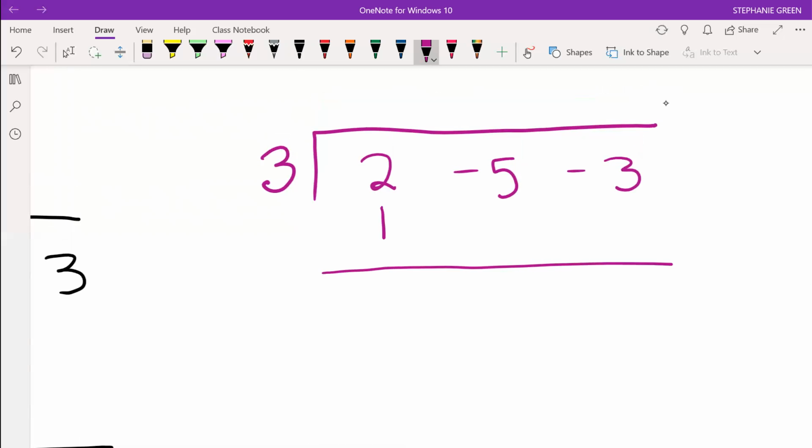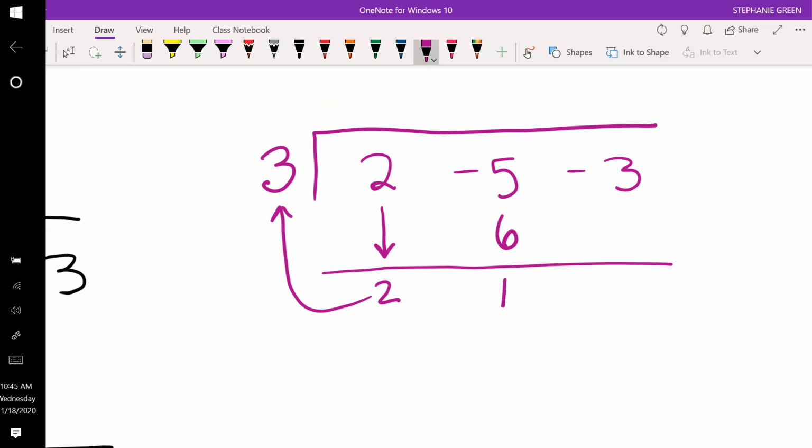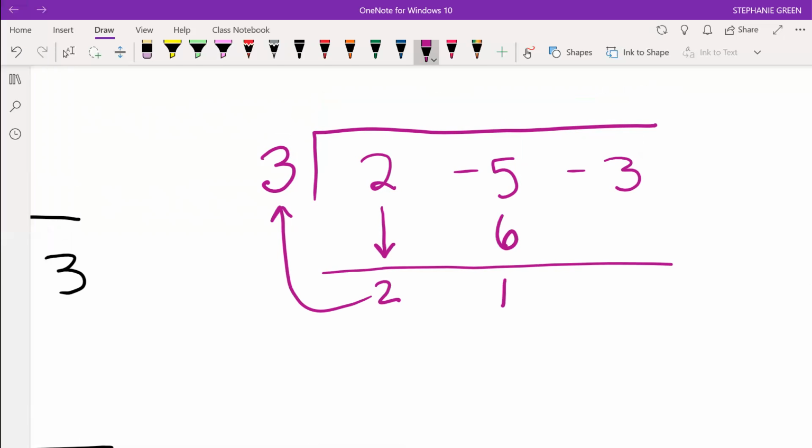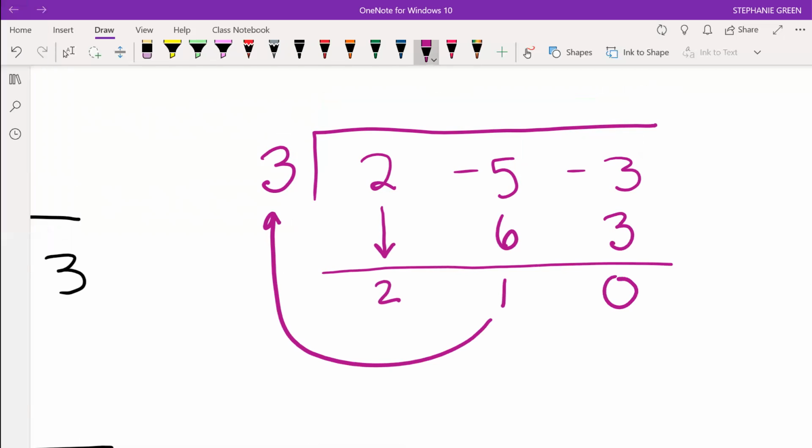Now that my problem is set up, we can go ahead and do our division. First step is to drop down this first number. Then we're going to multiply, add, multiply, add, multiply, add. We multiply the bottom number by the number in the corner and write our answer here. Then we add down and repeat. Multiply by the number in the corner. Write it here, add down. The last number in my bottom row is my remainder.